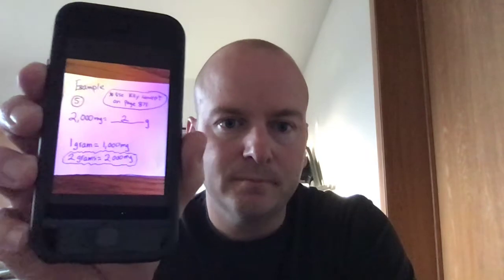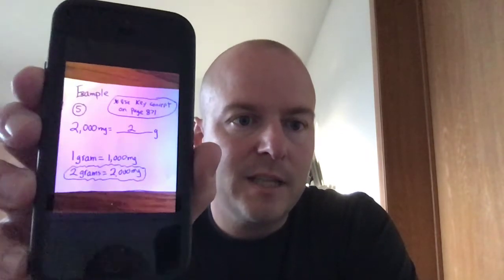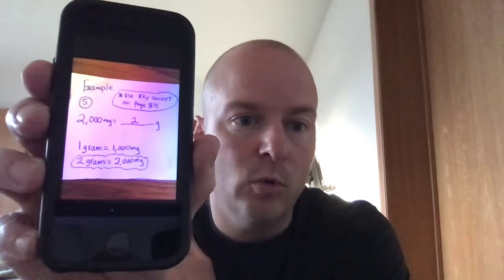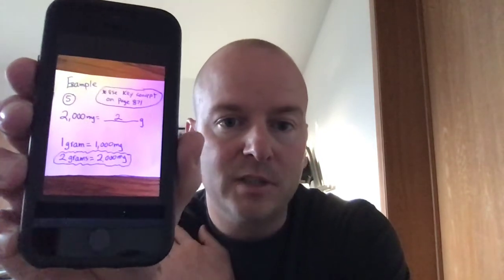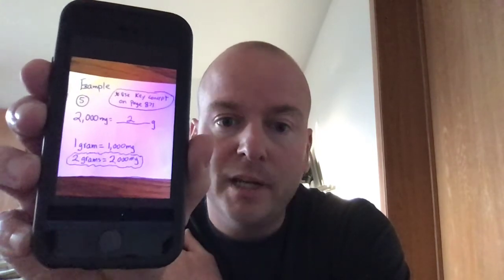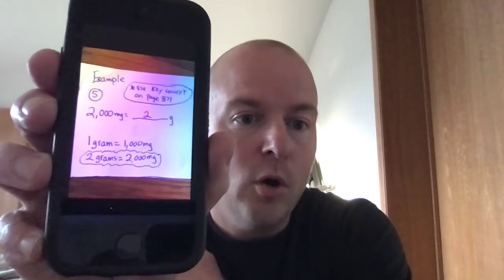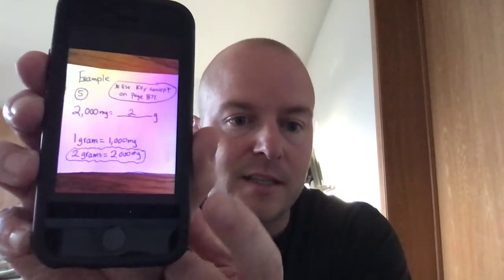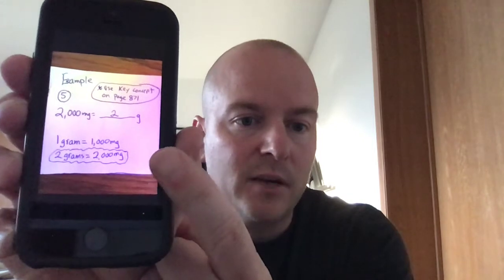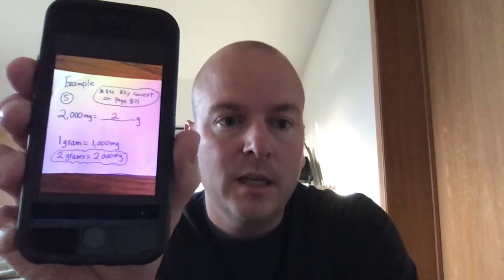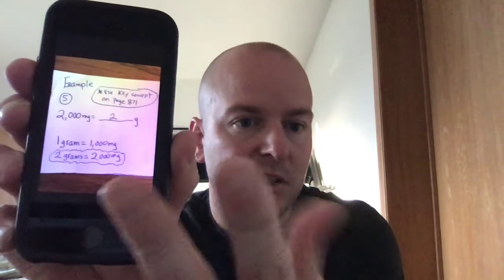Now it looks like the right, but you'll move it to the left, and you'll move it to the right for your division. Okay, so here's example number 5, and this will be in the key concepts on page 871, and it'll tell you all about milligrams to grams and then kilograms. So you have 2,000 milligrams. How many grams is that? 1 gram equals 1,000 milligrams. I just did this simply since it wasn't very many. So 1 gram equals 1,000 milligrams, therefore 2 grams equals 2,000 milligrams.